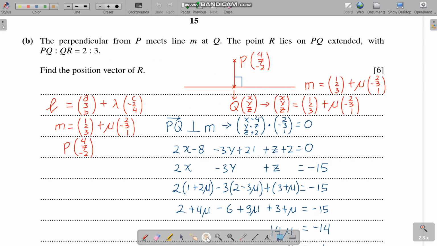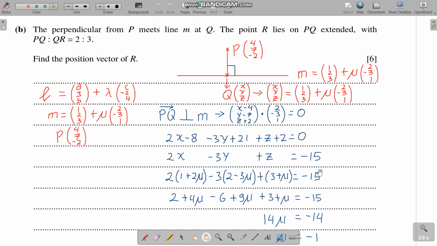Next part, the perpendicular from P meets the line M at Q. So just draw a straight line, label the vector equation. This is line M, (1, 2, 3) plus mu times (2, -3, 1) from the previous part, and the point P is (4, 7, -2) from the previous part. Now the foot of perpendicular is Q, because the perpendicular from P meets the line at Q, so the Q is the foot of perpendicular. We don't know the coordinates, so we're just going to call it x, y, z.